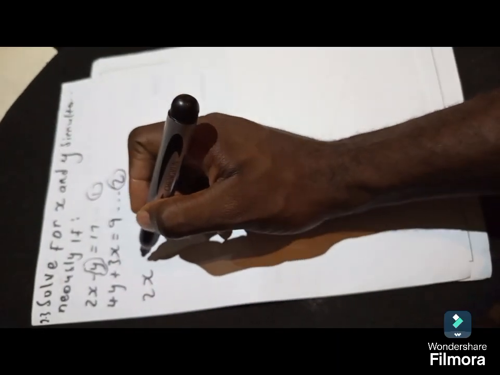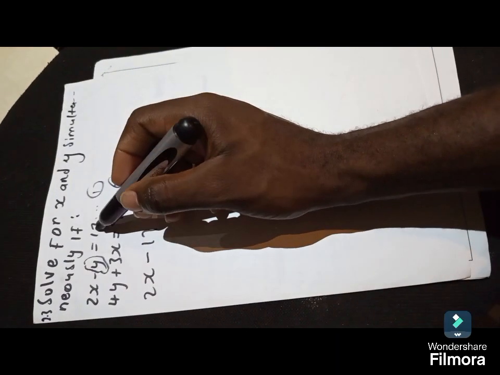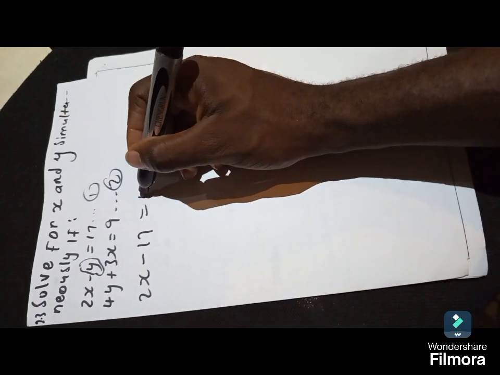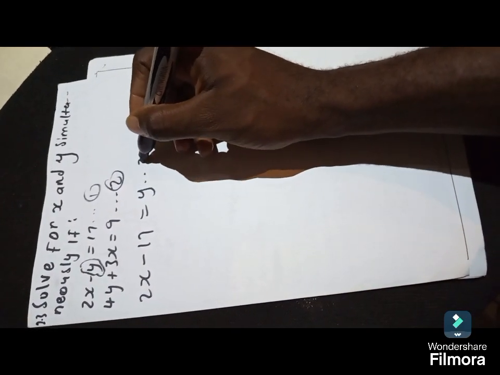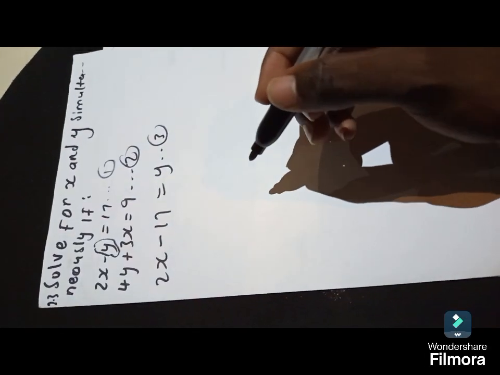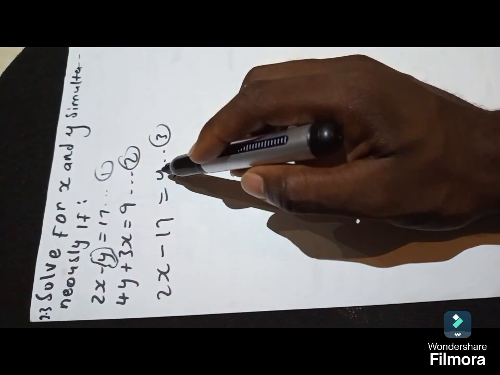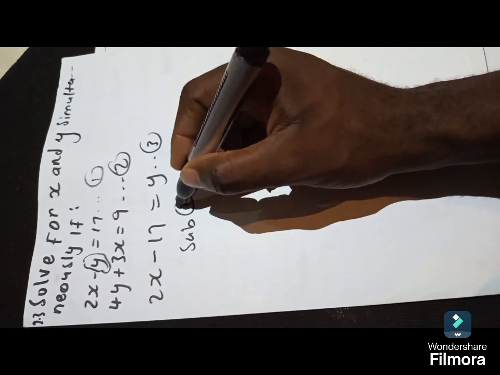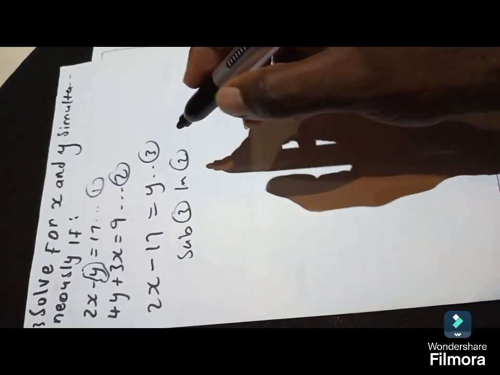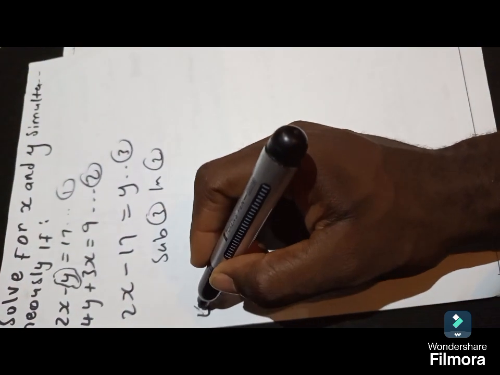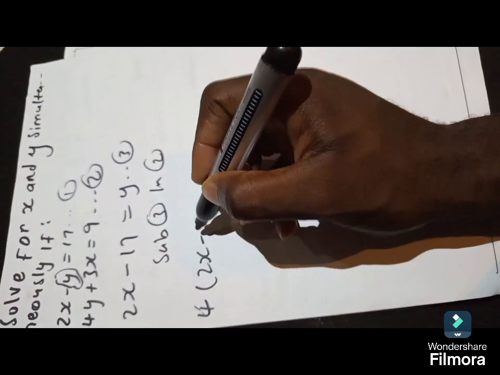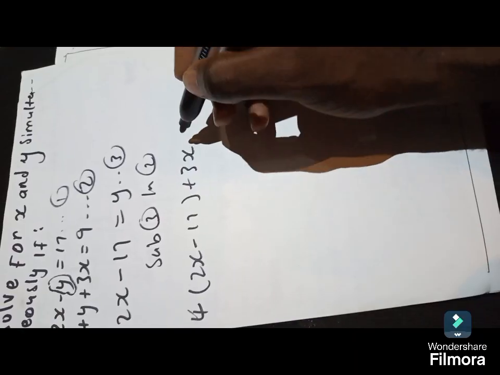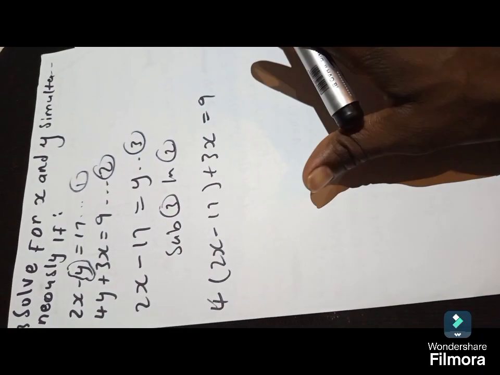So you're gonna have 2x minus 17. So I'm taking 17 to the left hand side, so I'm gonna take this y to the right hand side, which is gonna be y. So I already have my equation 3. Now I'm gonna substitute this y into equation 2. Sub 3 in 2. From there I'm gonna have 4 times (2x minus 17) plus 3x is equal to 9.